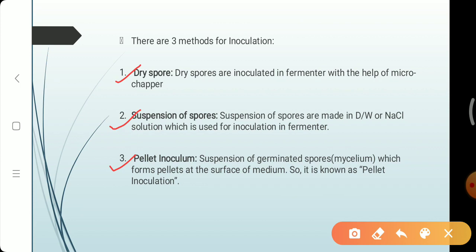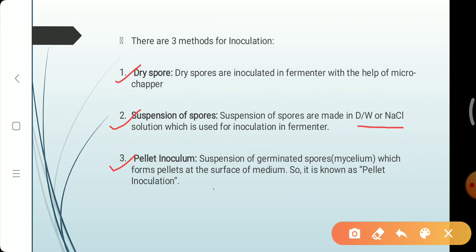In the suspension of spore method, we prepare a suspension of spore in distilled water or NaCl solution, which is used for the inoculation in the fermenter. Third, the pellet inoculation. In the pellet inoculation, a suspension of germinated spore or mycelium forms a pellet at the surface of the medium, so it is known as a pellet inoculation.